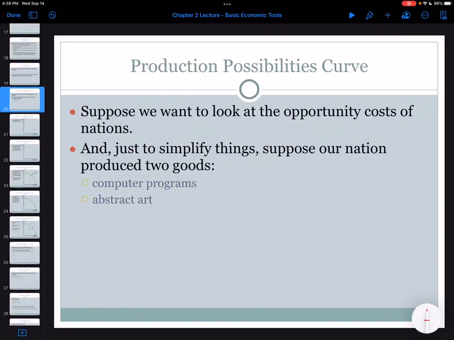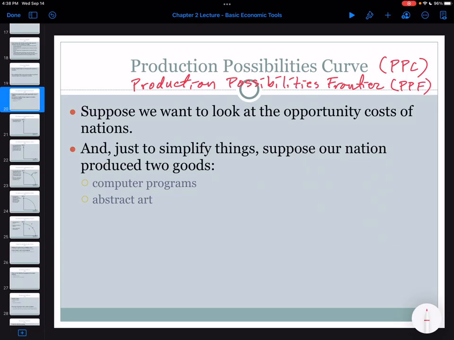Here we're going to start looking at our first graph, and this is what we call the production possibilities curve. We abbreviate this with PPC. Other textbooks will sometimes call this a production possibilities frontier. So if you ever see that term, it means the same thing: production possibilities frontier. So you might see a PPF. It's the same thing, just a different term, but it means the exact same thing.